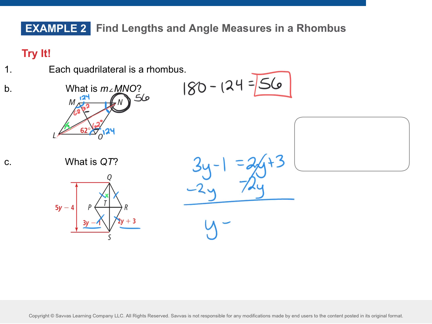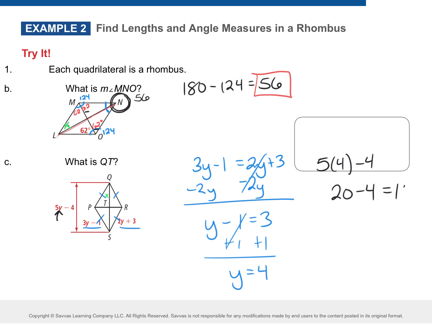So if I solve this, we have y minus 1 equals 3. What do I do from here? Yep. What do you get for y? Y equals 4. Is that my answer? Right, I got to plug it back in. Which one do I plug it back into? Okay, I'm going to plug it back in for here. So I have 5 times 4, which is 20 minus 4 is 16.